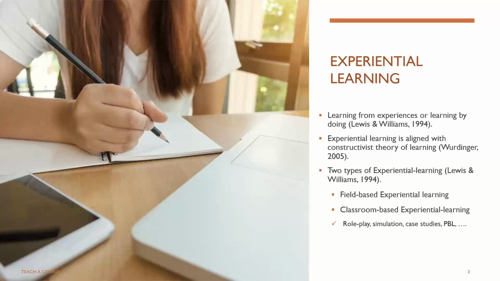Two types of experiential learning have been identified: field-based experiential learning and classroom-based. Field-based, for example, is when students work in an organization as interns. But classroom-based experiential learning is the one where students do a role play in the class, or do simulations, or case studies, or study through problem-based learning.